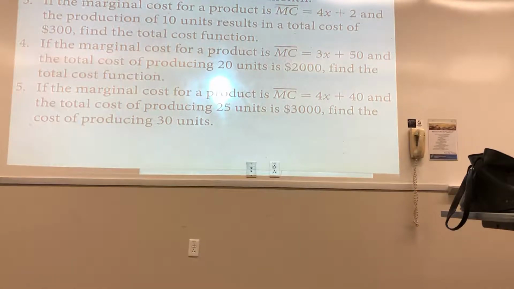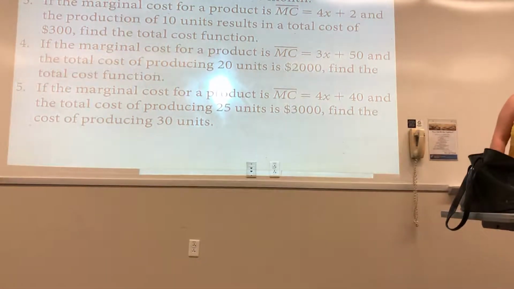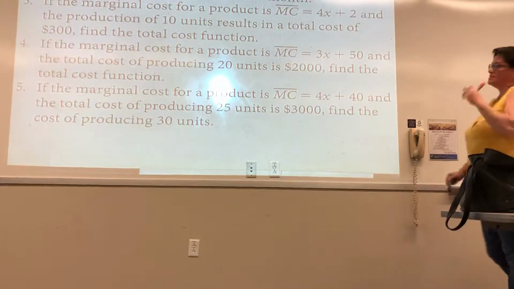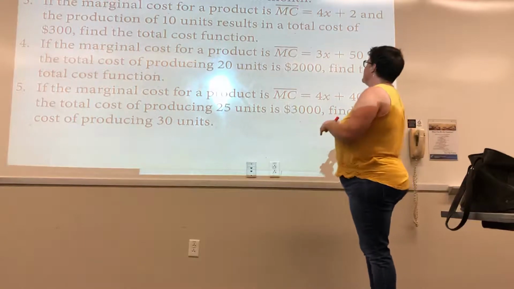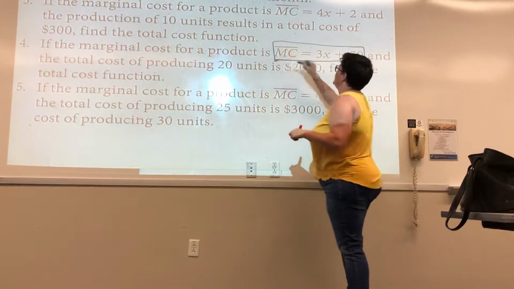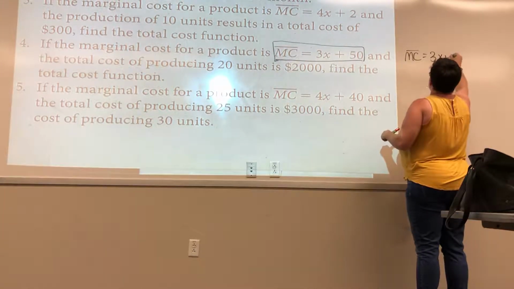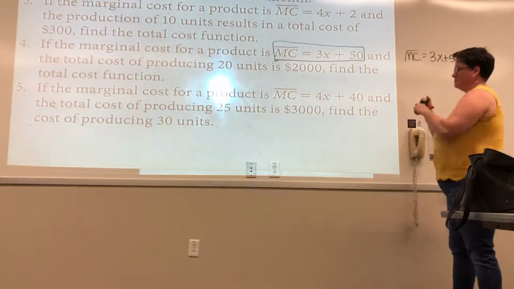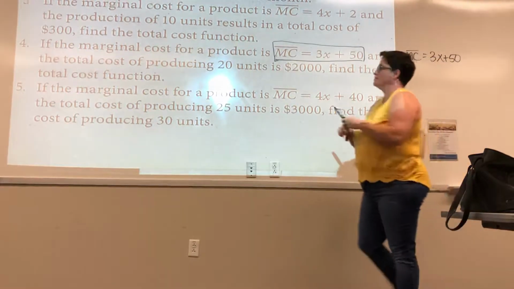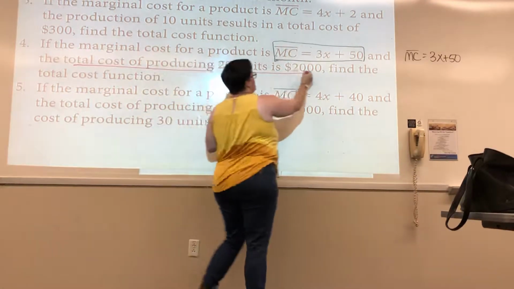Okay. So the marginal cost for a product, look at this, it looks exactly like what I put on the board, so don't overthink these. Before we get started, let's isolate what we know. Marginal cost is 3x plus 50. What else do we know? The total cost of producing 20 units is $2,000.